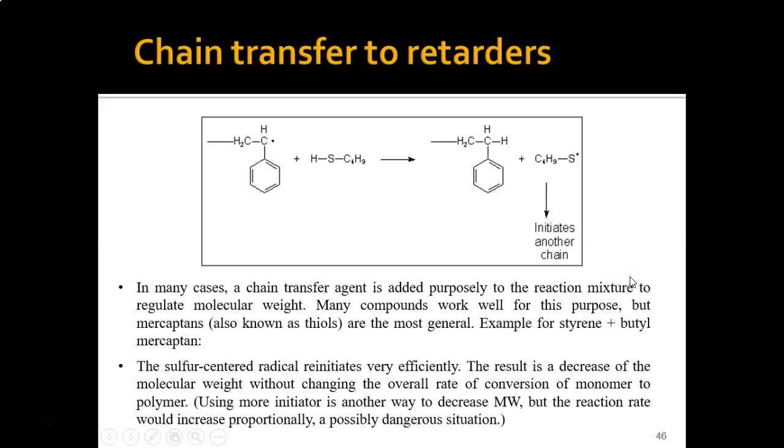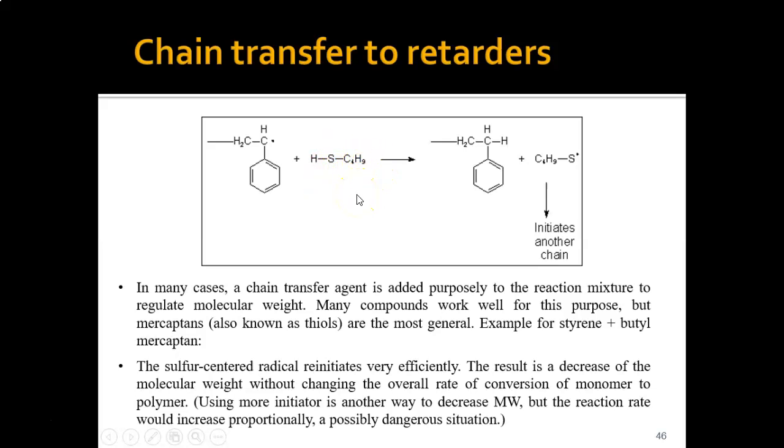Now we look at the chain transfer to the retarders. In many cases, a chain transfer agent is added purposely to the reaction mixture to regulate molecular weight. Many compounds work well for this purpose, but mercaptans, also known as thiols, are the most general. An example is the use of butyl mercaptan for polystyrene. This one is the structure of polystyrene and this one is the butyl mercaptan.